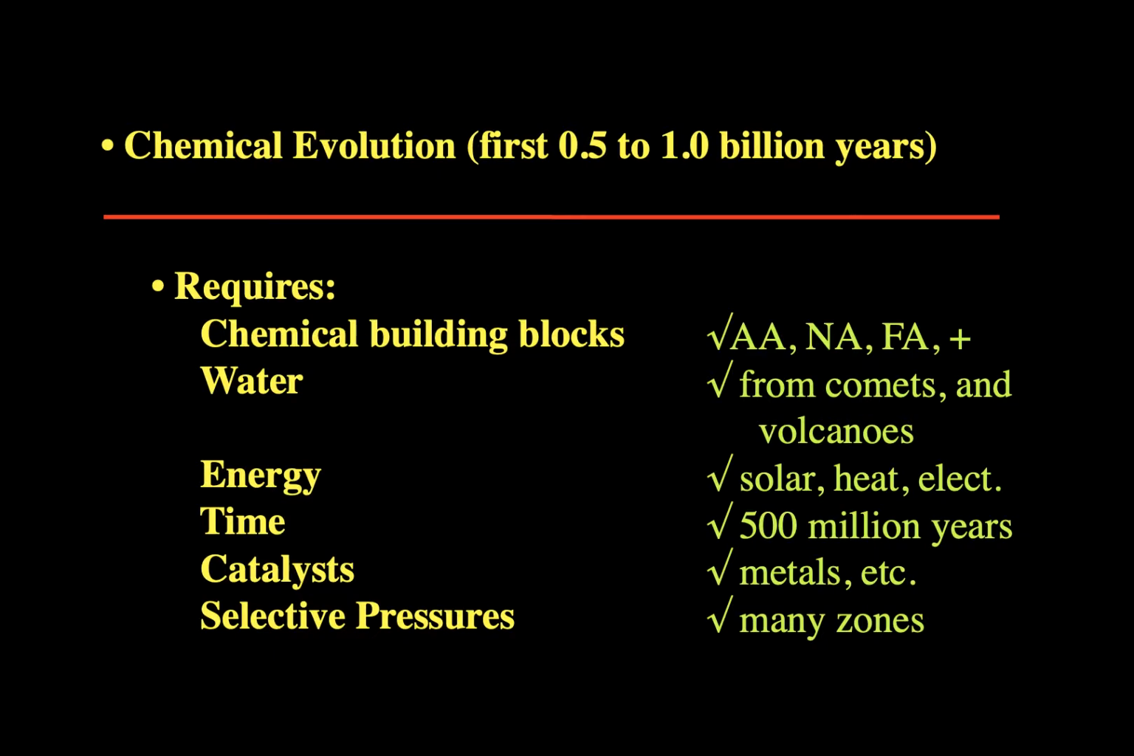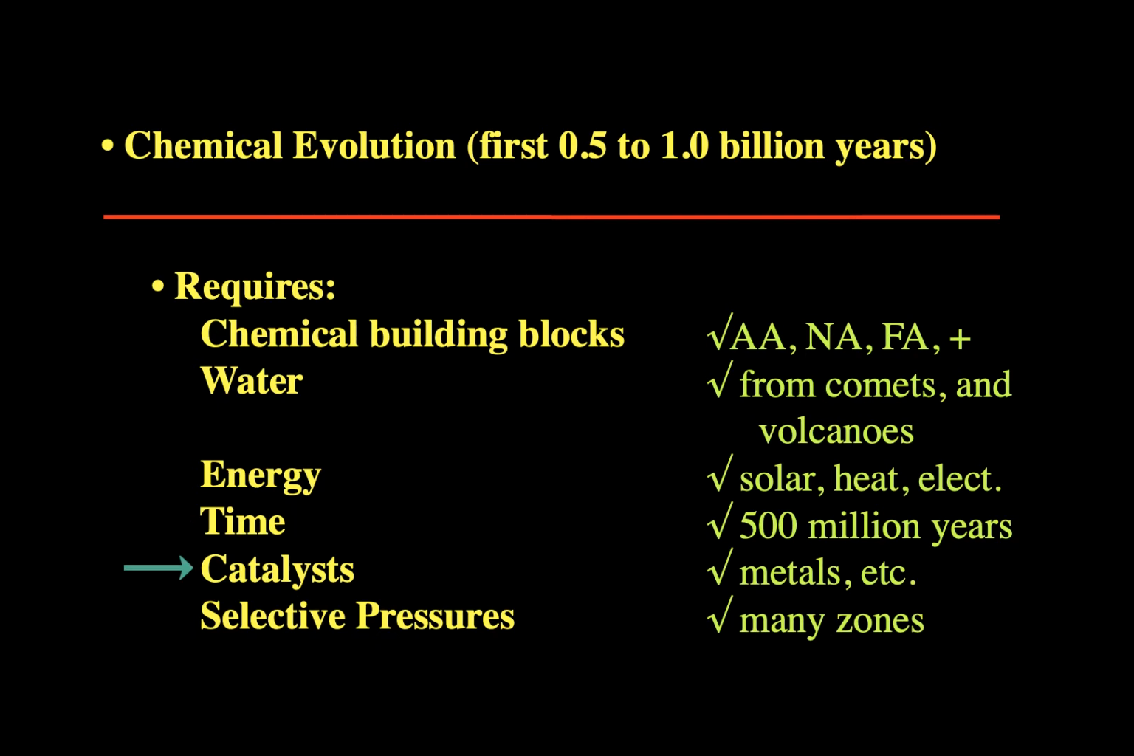So by as early as about 4.3 billion years ago, the chemical building blocks were there. There were amino acids, nucleic acids, fatty acids, probably phospholipids, carbohydrates that were available in the environment. There was a lot of water. There were oceans, probably more fresh water. They weren't salty yet. And that water came from comets and volcanoes primarily. There were energy sources, both solar heat and electrical energy, that is lightning. And then there was a lot of time, at least several hundred million years.